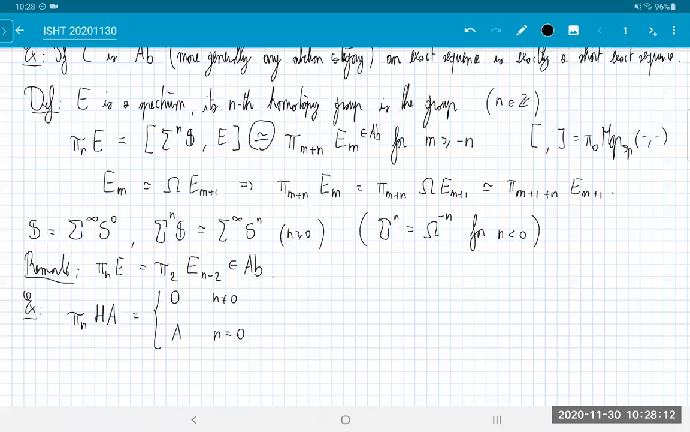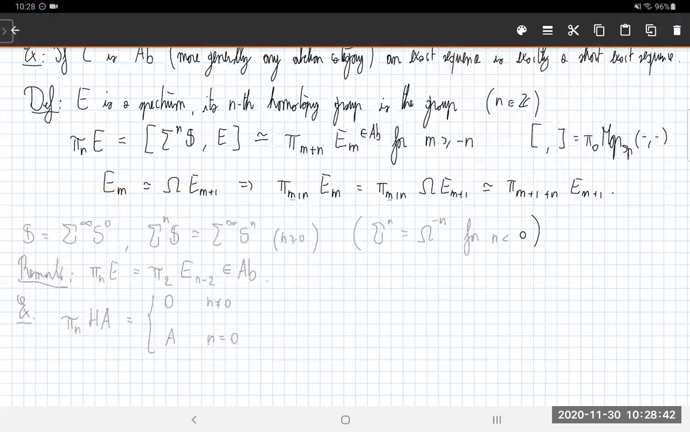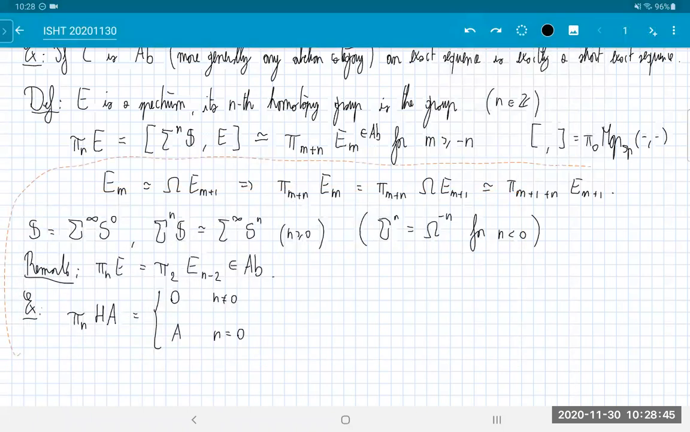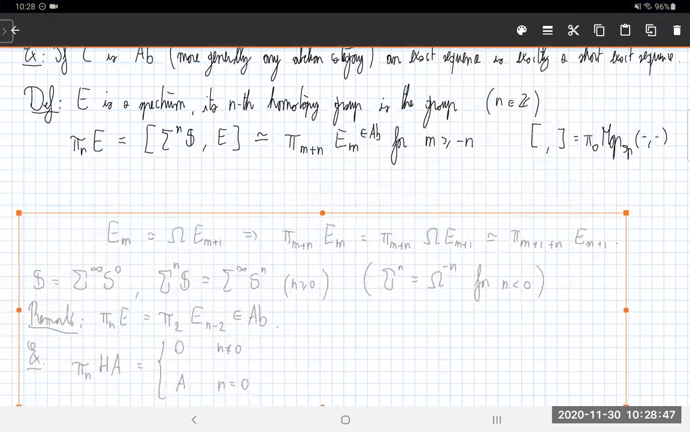And this actually comes just by the universal property of the suspension spectrum, and the fact that sigma is an inverse. This is the same thing as homotopy classes from sigma m plus m to sigma m E. And then you use the universal property of the suspension spectrum. Actually, maybe I should do it more explicitly. Let me do it more explicitly here.